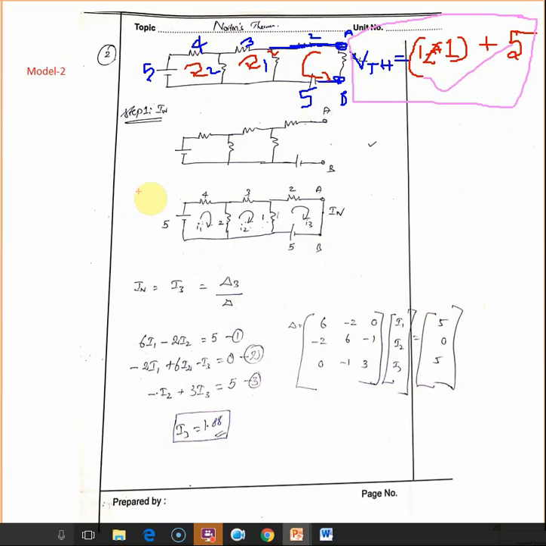Suppose the source is minus with respect to plus, what will you do? Minus with respect to plus means you can write minus 5, that's all. This is step number 1 of the Thevenin's theorem.